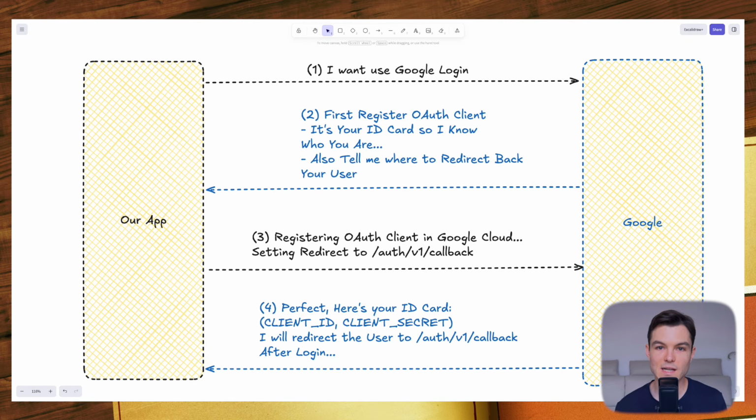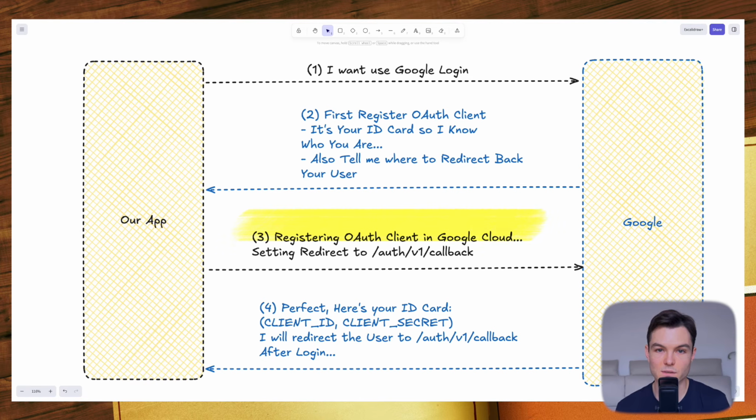The thing is, Google doesn't just let any website log users in. So our app first has to register. It says, "Hey Google, I want to use Google logging." And Google replies, "Great, but first you need to register an OAuth client. That's your ID card, so I know who your app is. And you also need to tell me where I should send your users after they log in."